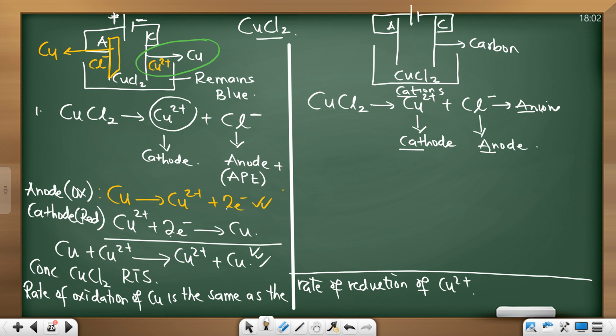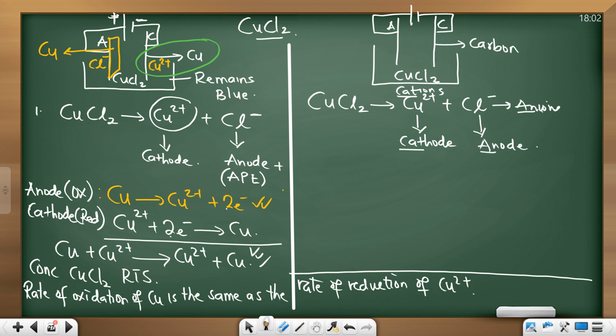But now, on the right-hand side, what happens? Look at my electrodes. My electrodes are what? Carbon, not copper. I have copper so that it replaces what is lost. And this happens during electroplating. That's why if I want to electroplate something with silver, keep replacing what is lost. If I want to electroplate with zinc, I must use what? Zinc electrode, so that it keeps replenishing, keeps supplying zinc ions. Does that make sense to you guys?